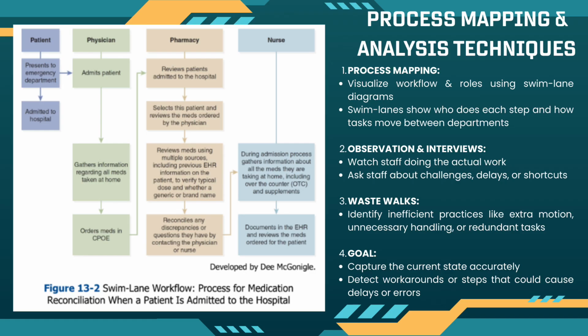Next is for waste walks. So waste walks involve identifying inefficient practices in the workplace. Examples include unnecessary movement, repeated handling of materials or documents, and redundant tasks. By recognizing these inefficiencies, we can find ways to improve productivity and reduce wasted time and effort.